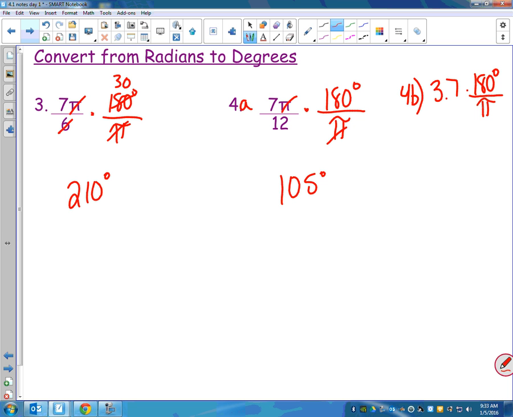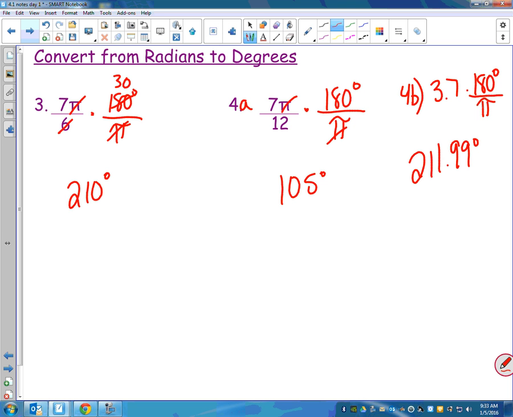So this is where I would say just type it all in your calculator. Take 3.7 times 180 and divide by pi, because leaving pi in the bottom is just kind of ugly and doesn't really help us. So just know that they don't all work out pretty. A lot of them do, but they don't all work out like that. That would be 211.99, so you could just round up to 212.